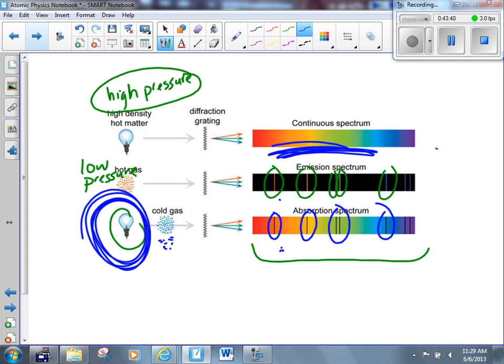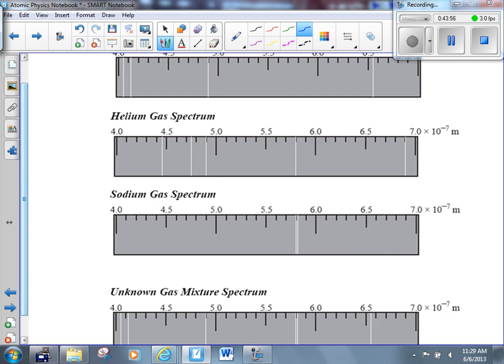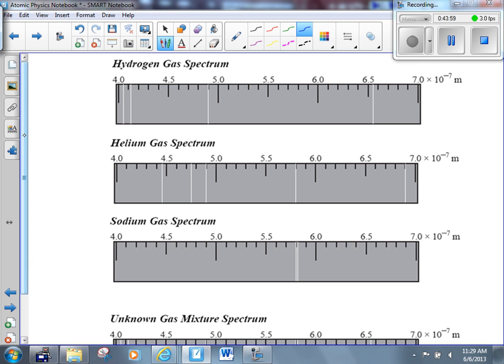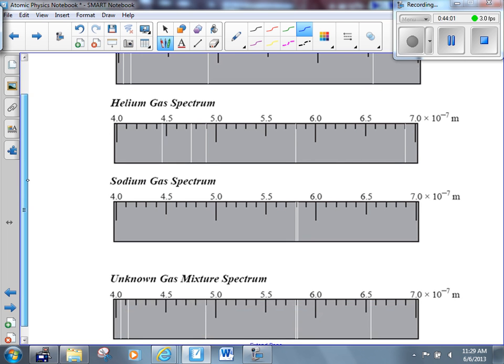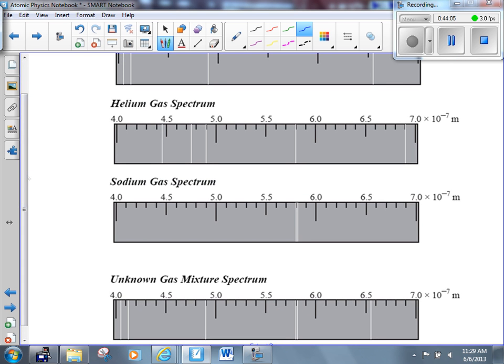Now, what's kind of neat about this is that every different element, almost finished here, every different element has its own unique spectrum. Every different element looks a little bit different. Real quickly, let's take a look at this, and then we're done for the day here, okay? Hydrogen gas looks like this. Helium gas looks like this. Sodium gas looks like this. We have an unknown gas mixture here. Tell me what's present in that unknown gas mixture.